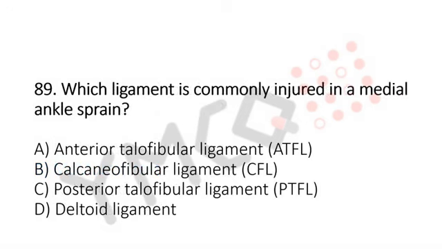Which ligament is commonly injured in a medial ankle sprain? Option A, anterior talofibular ligament. Option B, calcaneofibular ligament. Option C, posterior talofibular ligament. Option D, deltoid ligament. And the answer is option D, deltoid ligament. Now let's move to question number 90.